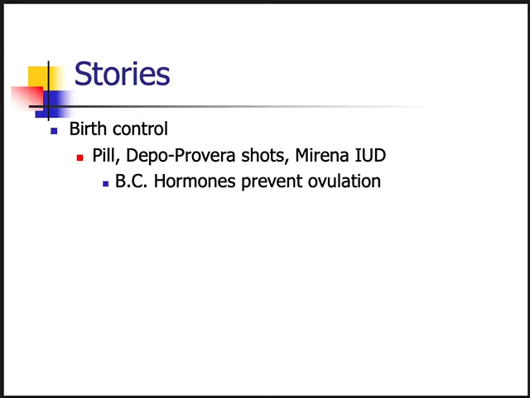And then of course there's the ring, which is a vaginal ring, which slowly releases hormones as well. So a lot of different birth control options, right? But again, the idea is to keep your estrogen levels constant so you don't ovulate. Okay.